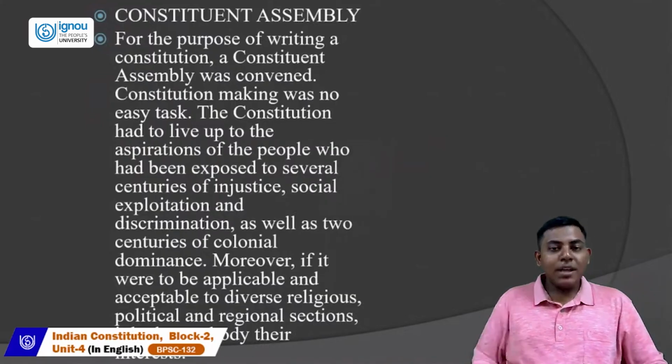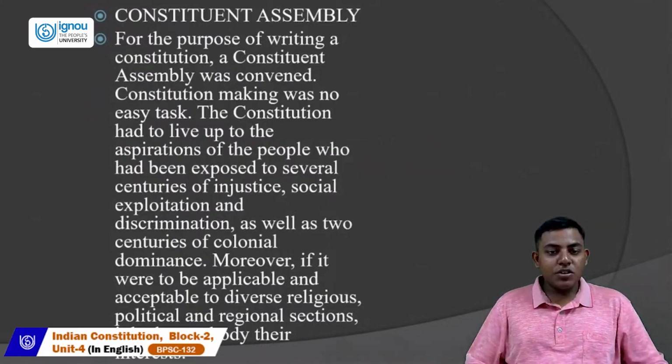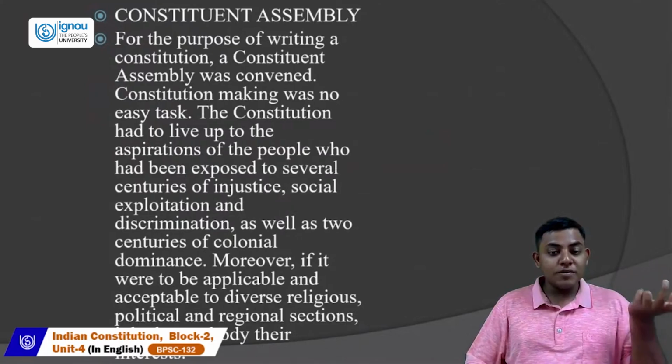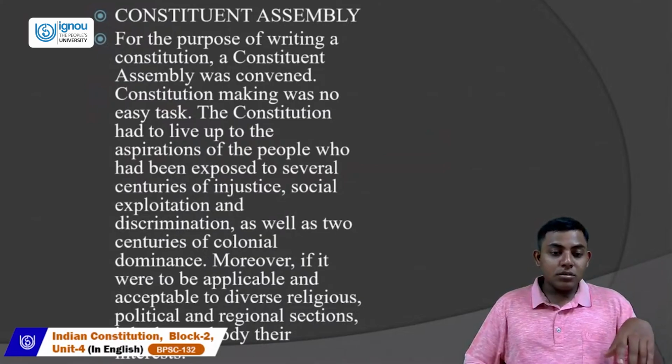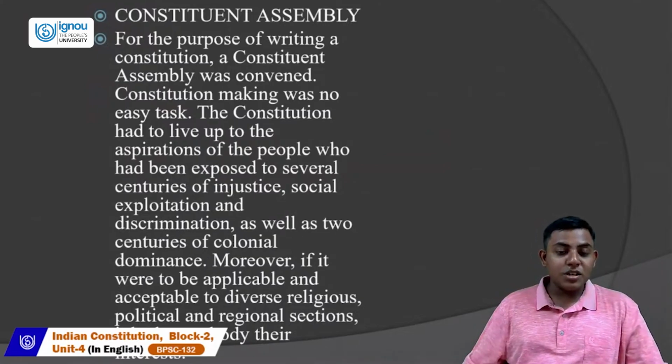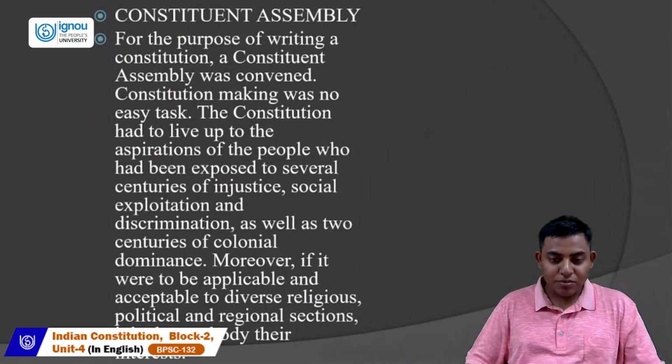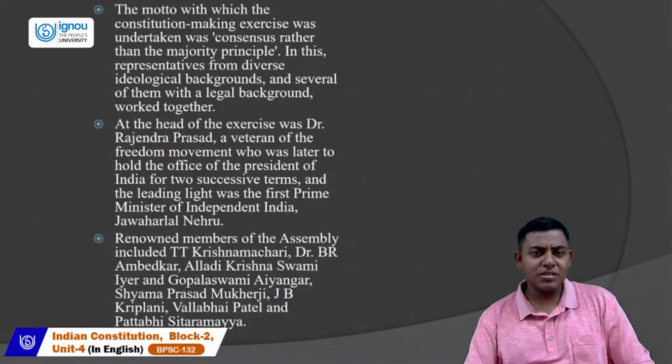So the Constituent Assembly was convened for the purpose of writing the Constitution, and the Constitution had to live up to the aspirations of the people who had been exposed to several centuries of injustice under British colonialism, and before that under Mughal rule. So the people had been exposed to several centuries of injustice, social exploitation and discrimination, colonial dominance, and the makers of the Constitution had to take into account the diverse religious, political, and regional sections of the country, and they had to create such a constitution which embodied the interests of these sections.